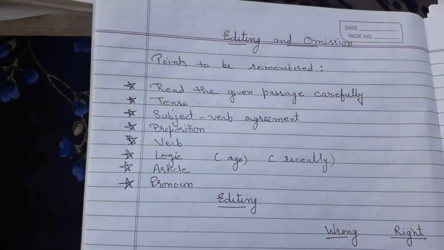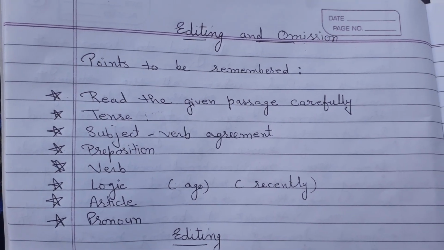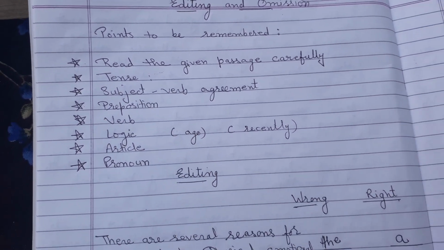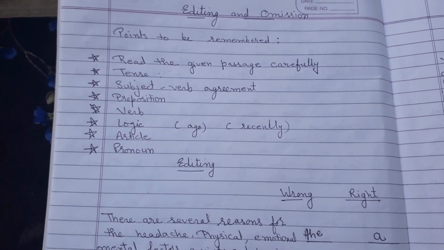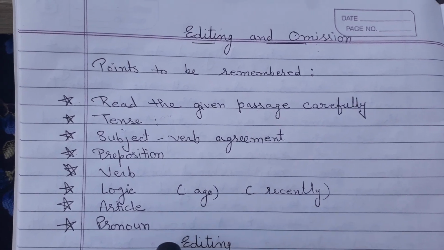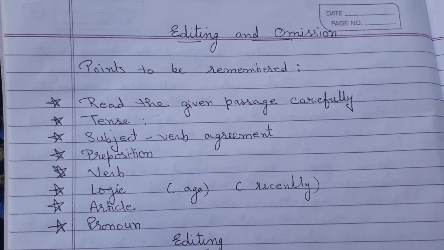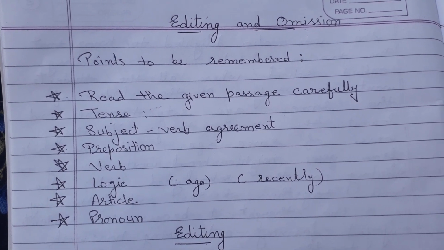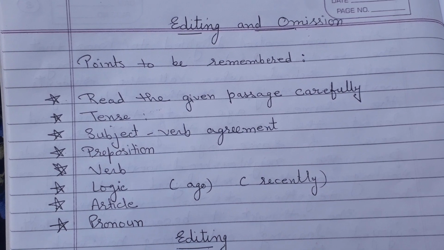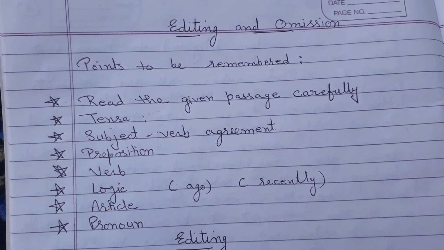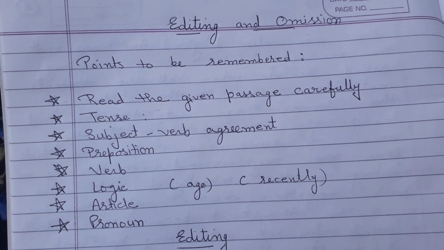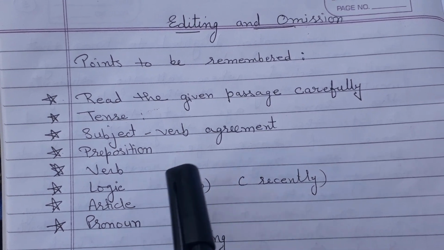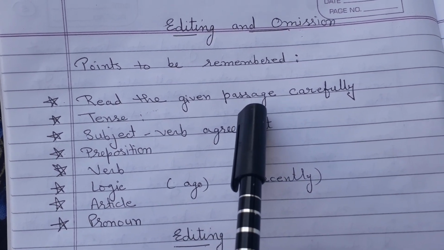So before doing it, you will have to keep in mind some points. Points to remember. The first is read the given passage carefully, because this will be a complete passage, not some sentences. Although you will have to find the mistakes in each line. Remember, in each line, not in each sentence, because one sentence may be divided in 2 or 3 lines or there may be more than one sentence in one line. So you are to find the error or the omission in every line, not in the sentence.